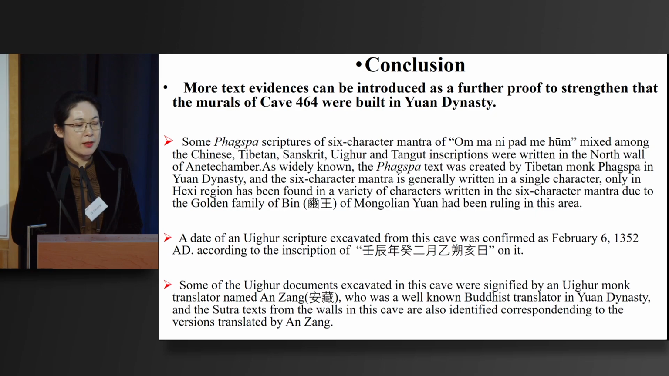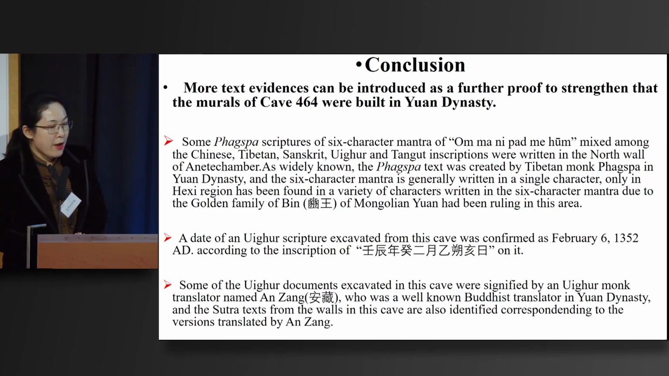Only in the Hexi region has the six-character mantra been found written in a variety of scripts, due to the Golden Family of the Mongolian Yuan having ruled this area, ruling the Hexi Corridor.